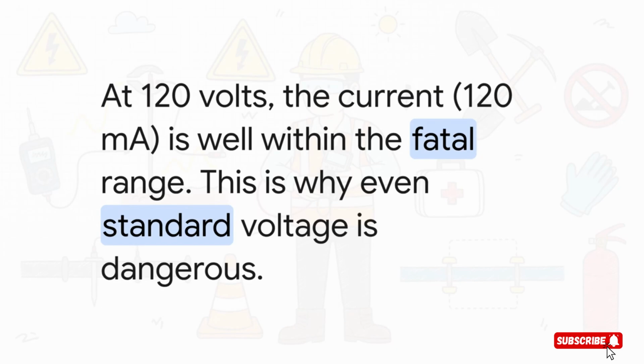So, how does this actually apply in the real world? Well, it's all governed by Ohm's law. Current equals voltage divided by resistance. Let's use a really practical example. The average human body has a resistance of about 1,000 ohms. So if you touch a standard 120-volt AC source, well, 120 volts divided by 1,000 ohms gives you 120 milliamps of current. That is well within the fatal range we just talked about. That's why even standard voltage is so incredibly dangerous.